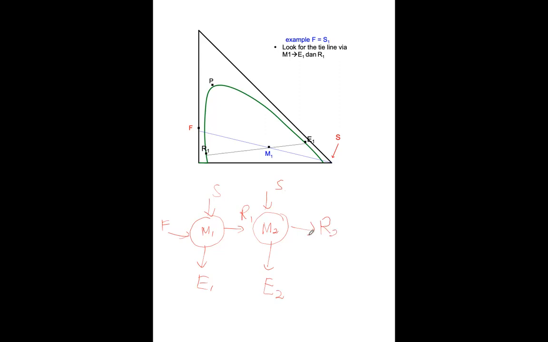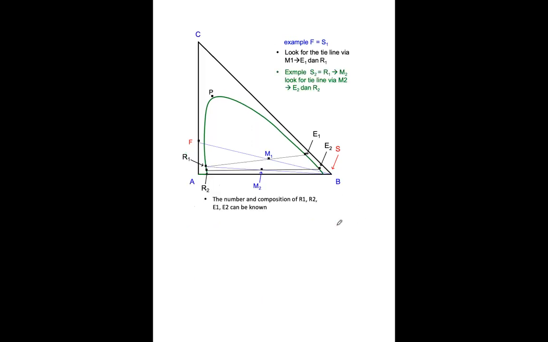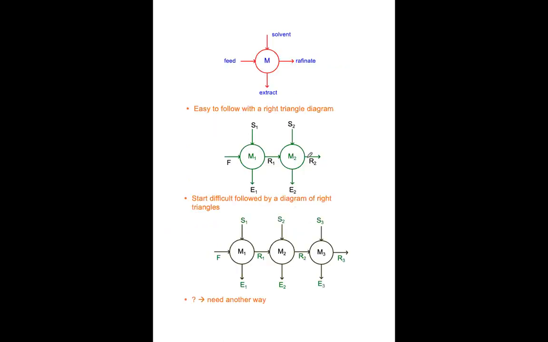If you want to enrich them, you got the extract, you can get it more. You can maybe just extract the raffinate again. But if you look at here, it's going to be very thin over here. So here we can find the composition of R1, R2, E1, E2. It can also be as explained.